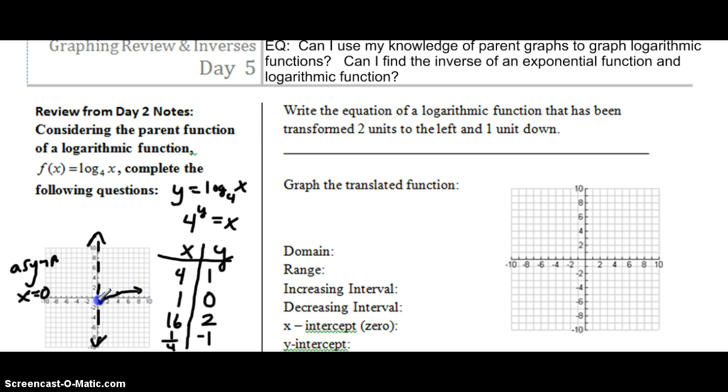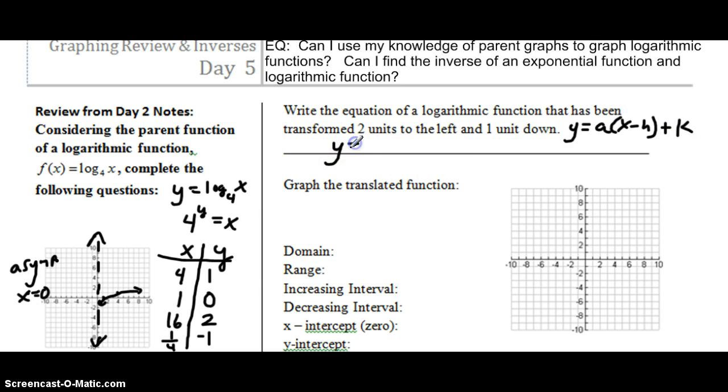So there's our parent graph. We can use this to help us write our equation and to graph it. So remember, our logarithmic parent graph can be translated using a, h, and k, just like all our other functions we've done this year. And when we have 2 units to the left, we're going to be plugging in a -2 for h, and 1 unit down we'll plug a -1 in for k.